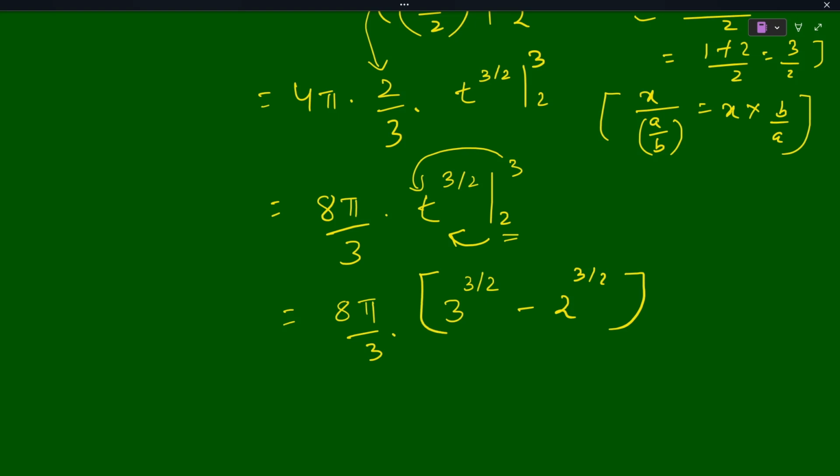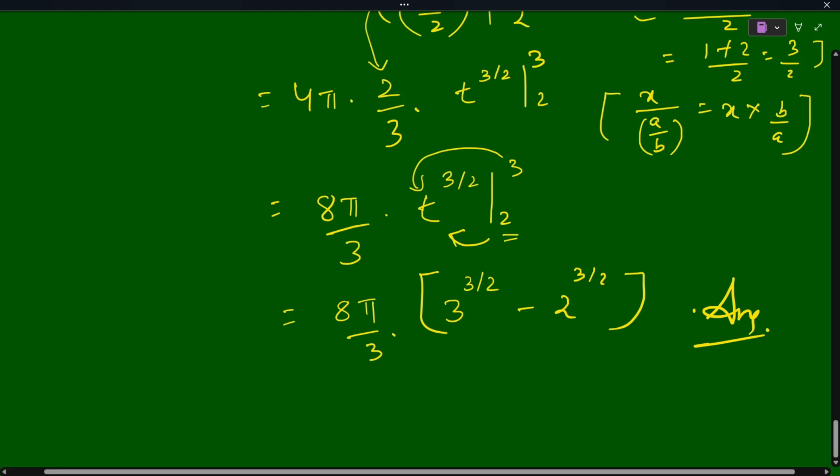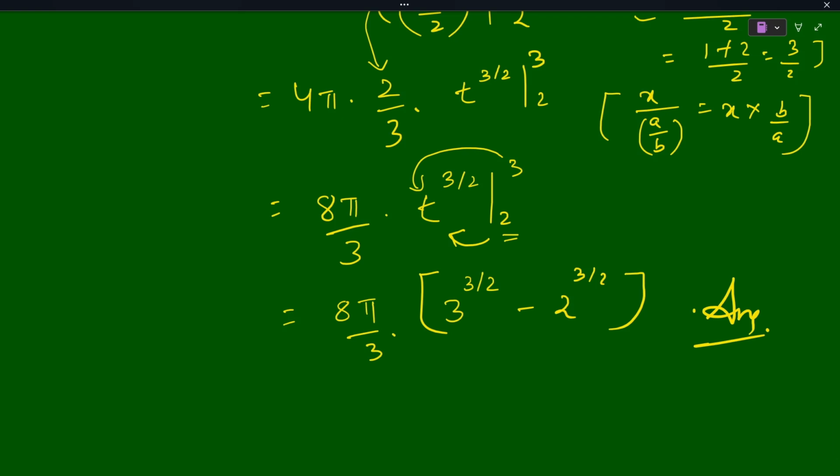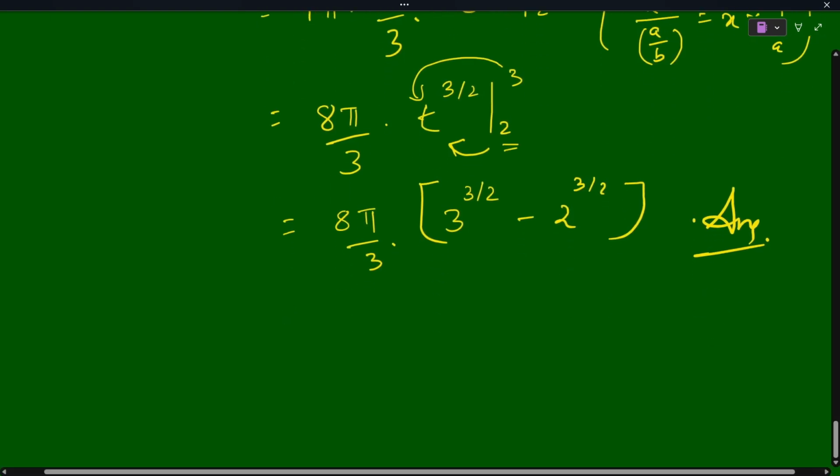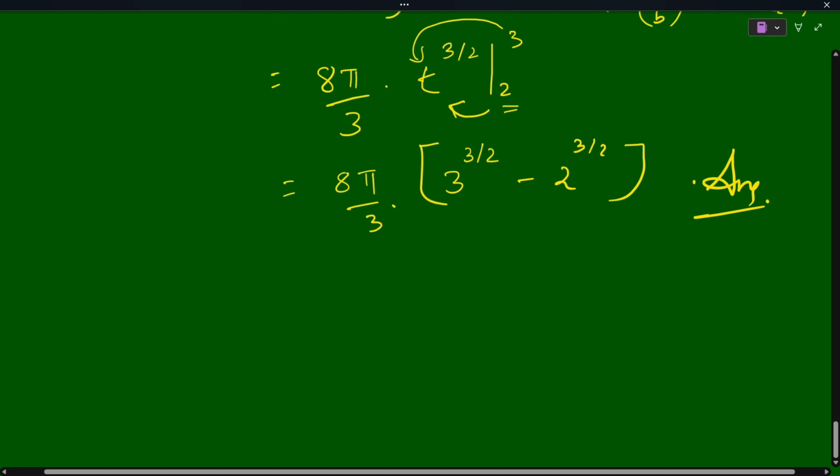Here I will put the upper value and the lower value at t. Once we take the upper limit, it is 3, so it would be 3 to the power 3 by 2, then minus, once we take the lower limit in place of t, 2 to the power 3 by 2. In the exam hall you will have a scientific calculator, so you can find the values of 3 to the power 3 by 2 and 2 to the power 3 by 2. Also you will have the value of pi as 22 by 7 or 3.141 as you wish.